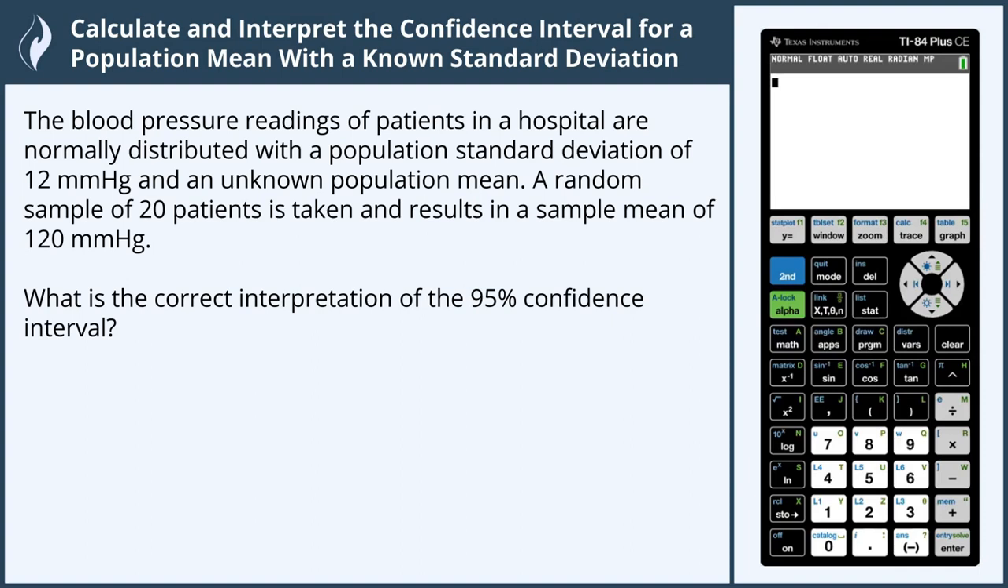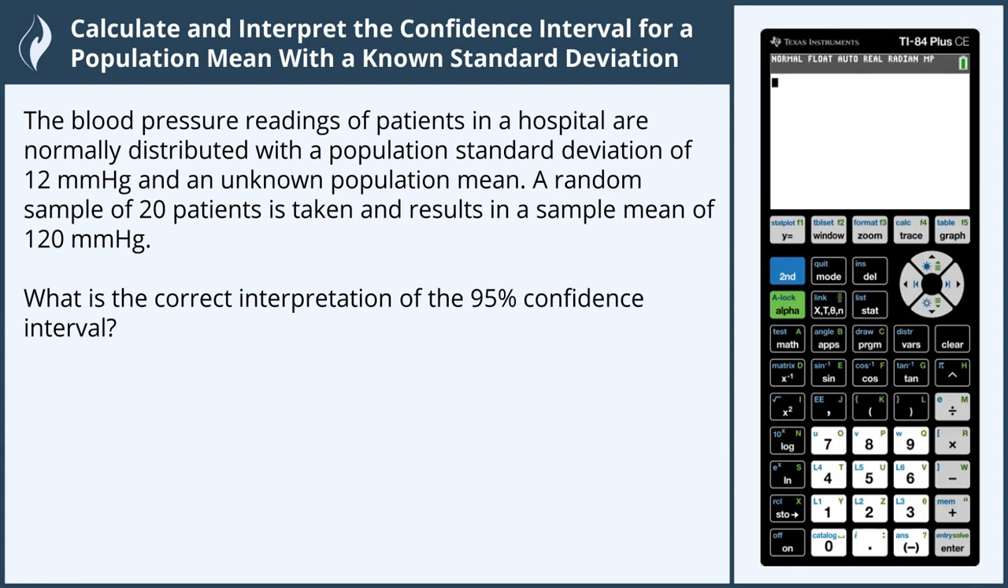Hi everyone! In this video, we will calculate and interpret the confidence interval for a population mean with an unknown standard deviation. The blood pressure readings of a patient in a hospital are normally distributed with a population standard deviation of 12 millimeters of mercury and an unknown population mean. A random sample of 20 patients is taken and results in a sample mean of 120 millimeters of mercury. What is the correct interpretation of the 95% confidence interval?